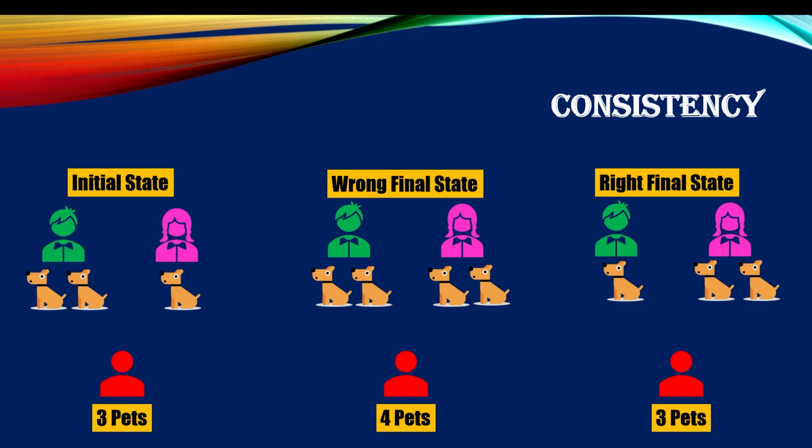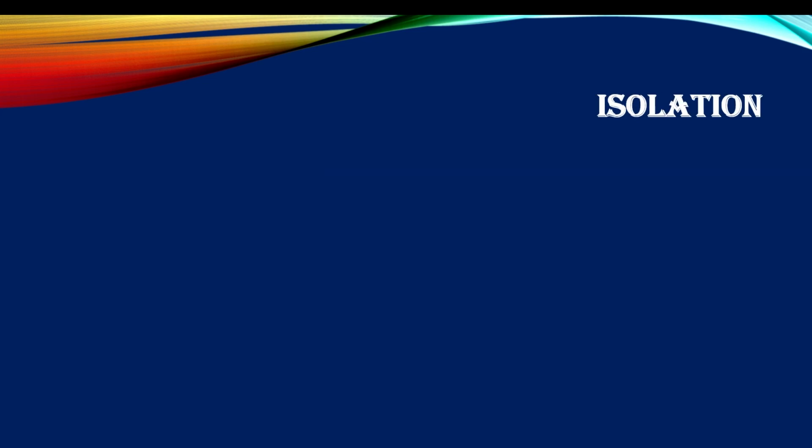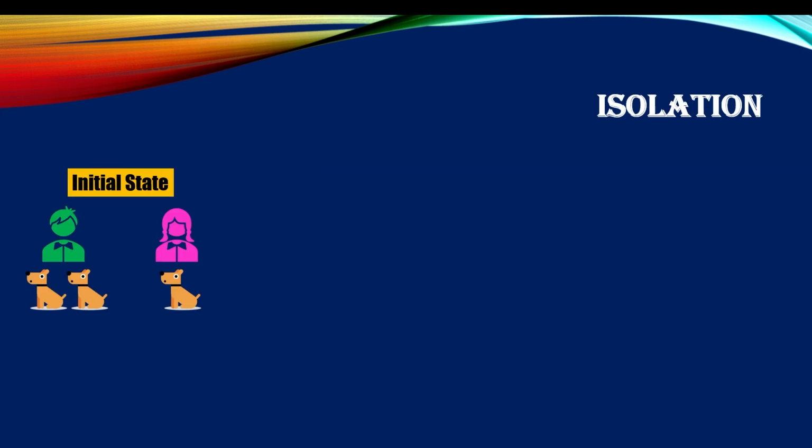So the second property we say is that all the transactions should be consistent in nature. It should not be a sudden change which goes uncountable. Now the next one is isolation.